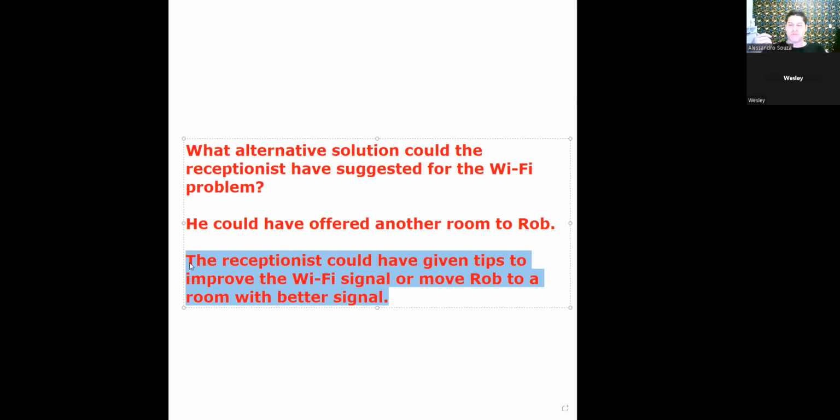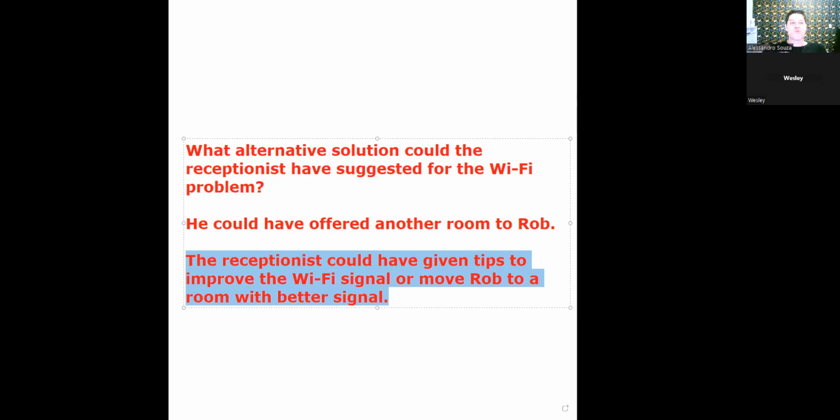Or can you help me, giving me some tips to improve the signal, the Wi-Fi signal? Tá vendo como você pode usar esse vocabulário para você sugerir para o cara? Você poderia dizer para o recepcionista: I'm so sorry, sir, but can you please move me to a room with a better signal, or maybe help me with some tips to improve the Wi-Fi signal here? What do you say? Você poderia dizer pro cara isso, né? Ficaria legal também.